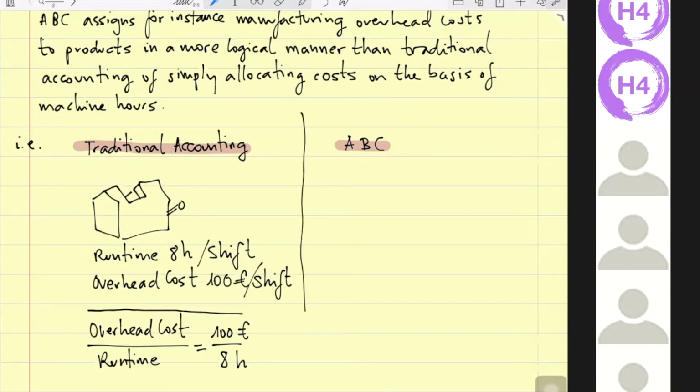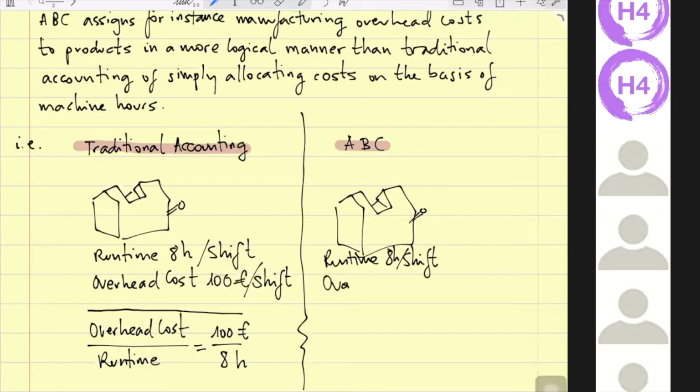In activity-based costing, you also have a machine running 8 hours. And you also have an overhead cost of 100 euros per shift, but you know all the activities that have been done because you have the process, or as we say always, the value stream.